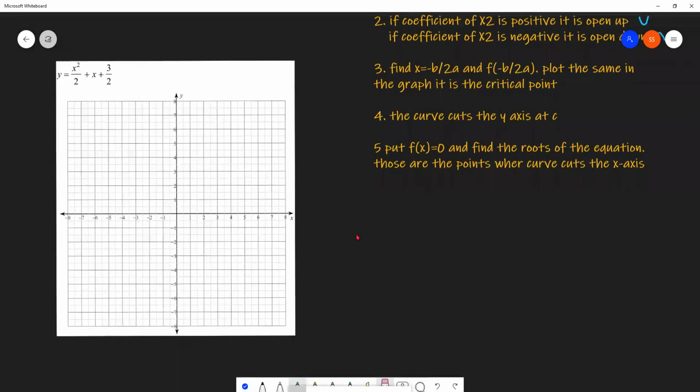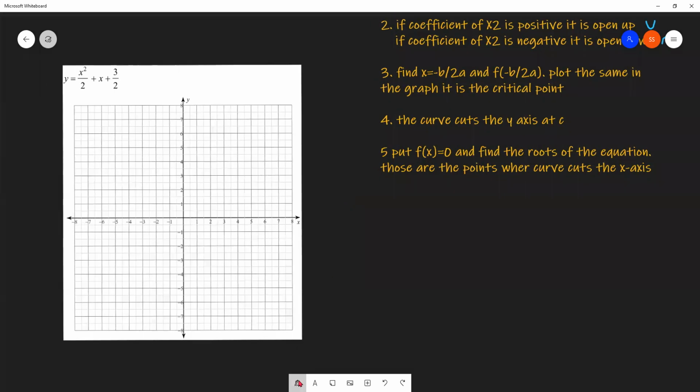In this example, the first step you have to understand is to check whether the parabola opens upward or downward. So the first step here is 1. Here it is very clear that the coefficient of x squared is positive. So it is open up.